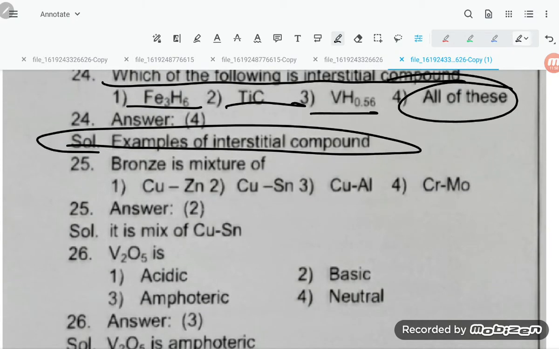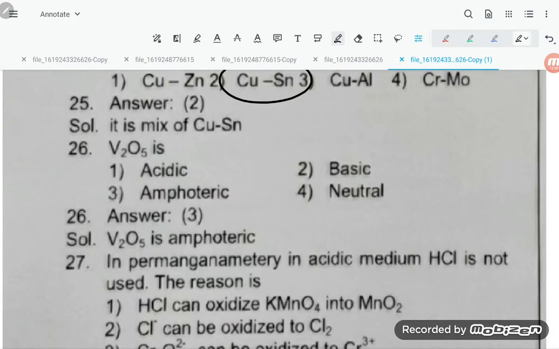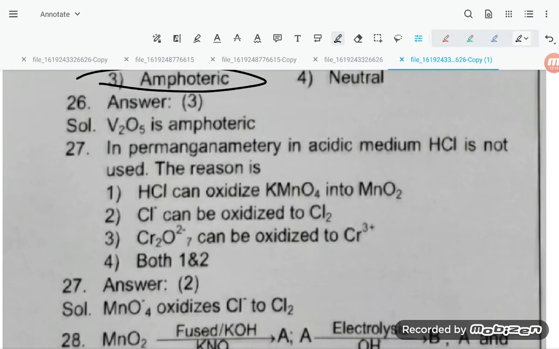Bronze is a mixture of copper and tin. V2O5, vanadium pentoxide, is amphoteric. Okay. Next one.